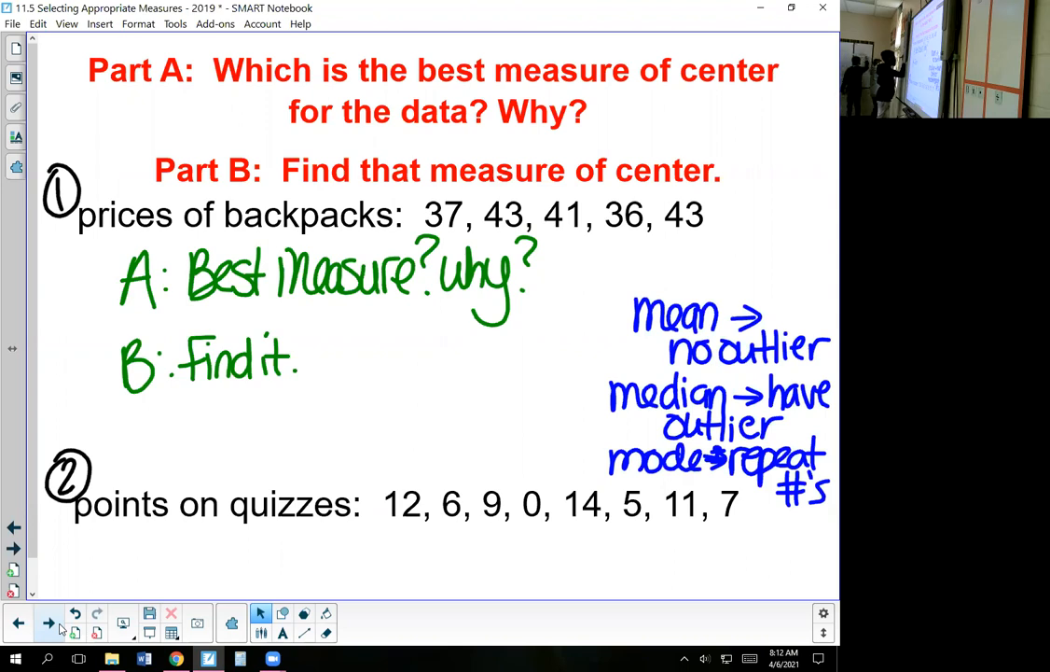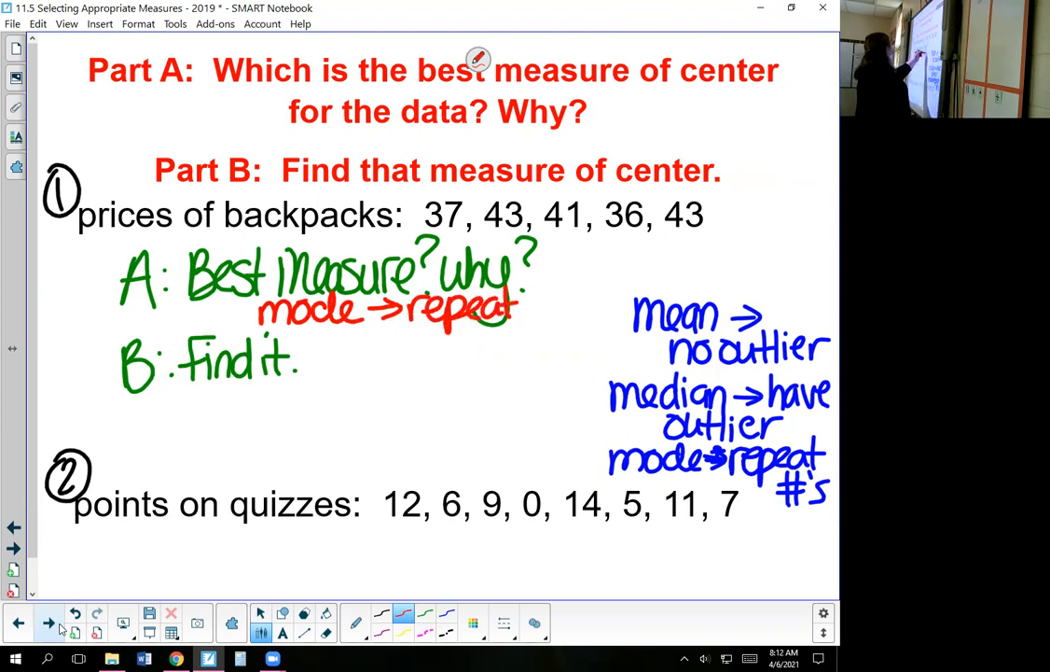Okay, which one are we going with for the first one? What are you guys saying? Mode? How many people said mode for the first one? Good. Okay, then find it. So if you said mode, then find mode. There you go. That's not hard, right? Because it repeats. So the first one you should have said mode. Why? Because I have a repeating number. And then what is the mode? The mode is 43. Is that what we all wrote? Yeah. Okay, now let's do the second one.